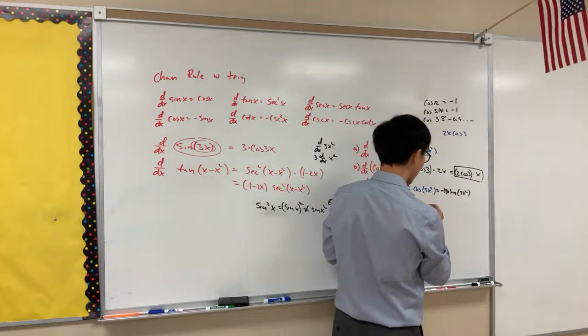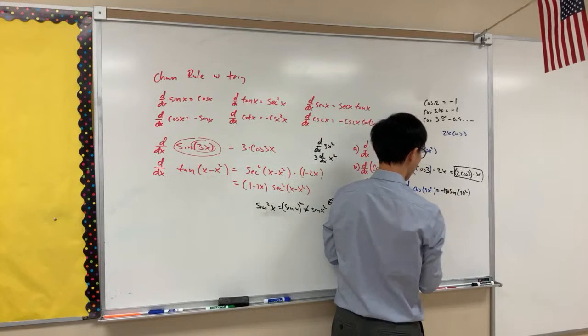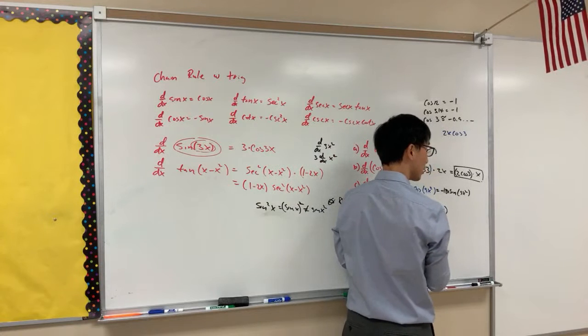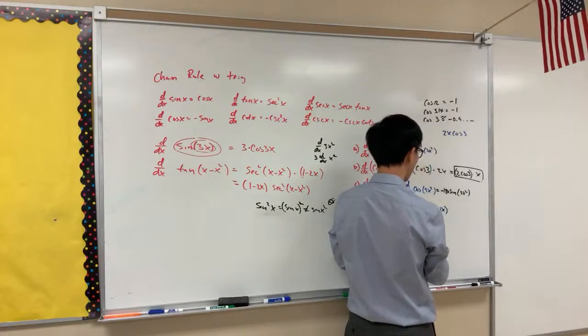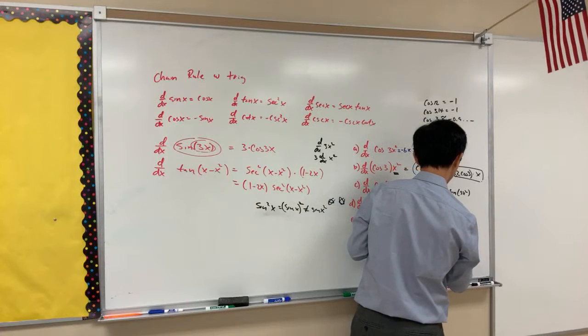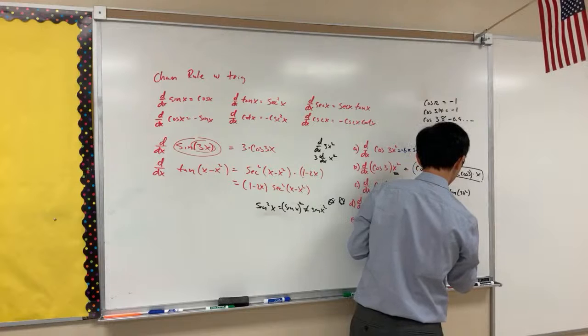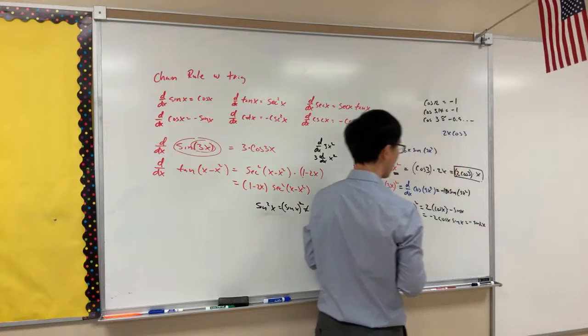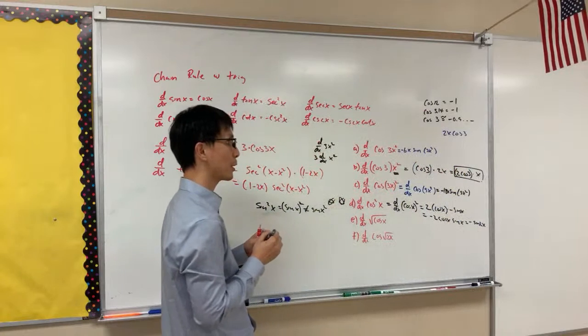So if I were to take a derivative, I'm going to take the 2 down first, parenthesis cosine of x, times the derivative of cosine of x, which is negative sine of x. So that's equal to negative 2 cosine of x, sine of x. Or also equal to negative sine of 2x. That's because of the double angle identity.